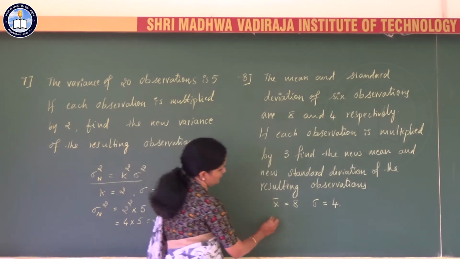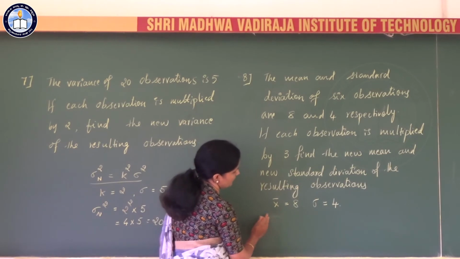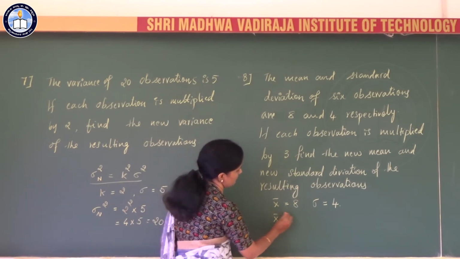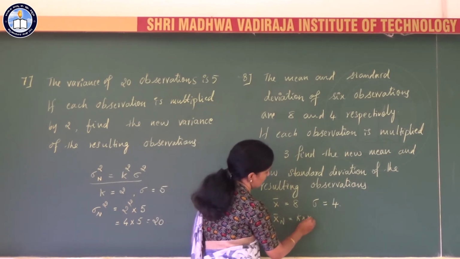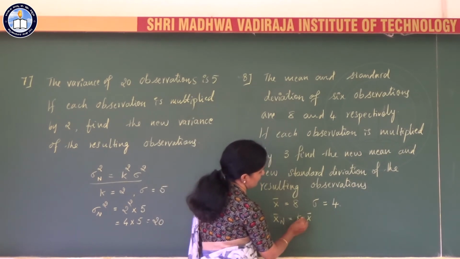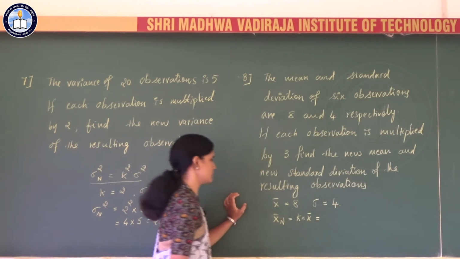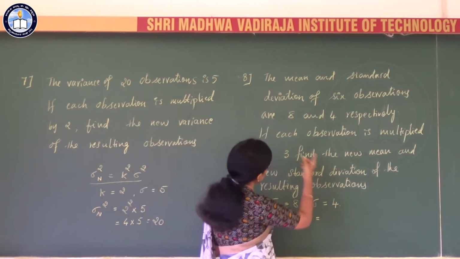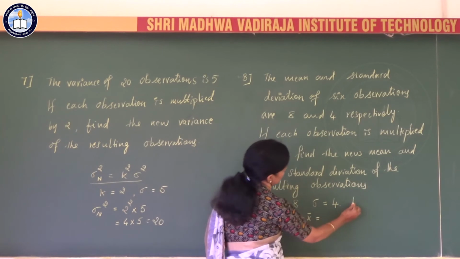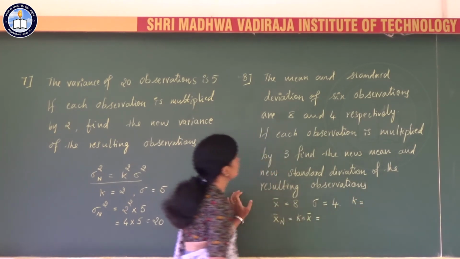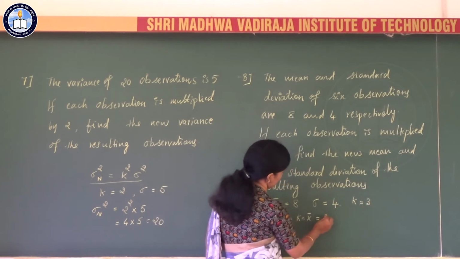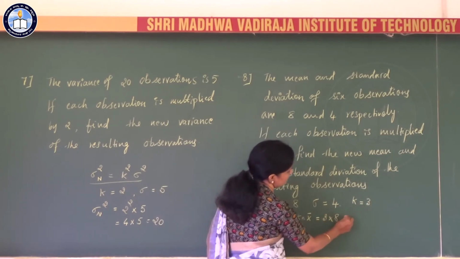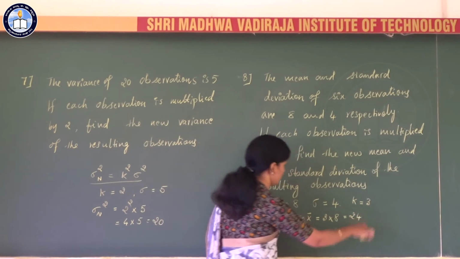So the new mean, I will take it here. New mean is equal to k into the previous mean. So k is here. It is multiplied by which number? I will write it here. K, it is multiplied by 3. Therefore 3 into 8, that's equal to 24.